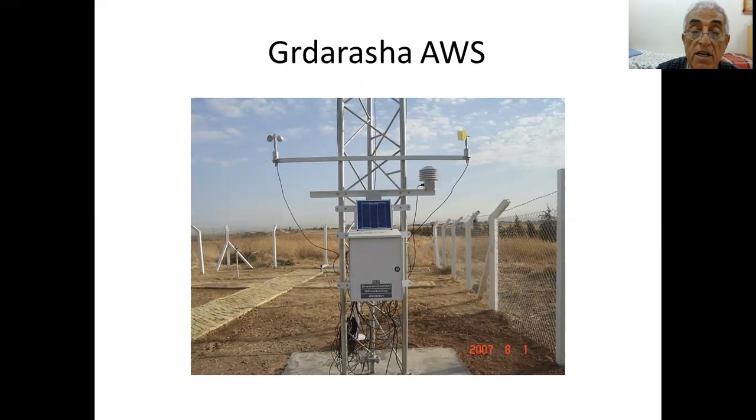This is an image of the Kurdistan Agricultural Automatic Weather Station installed at Salahuddin University, Erbil.